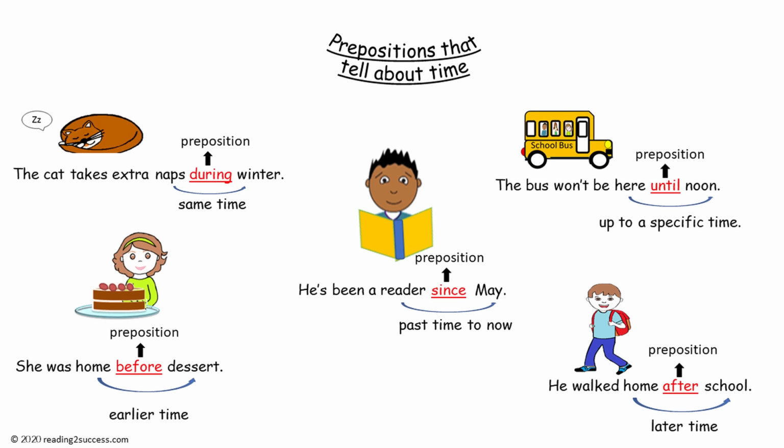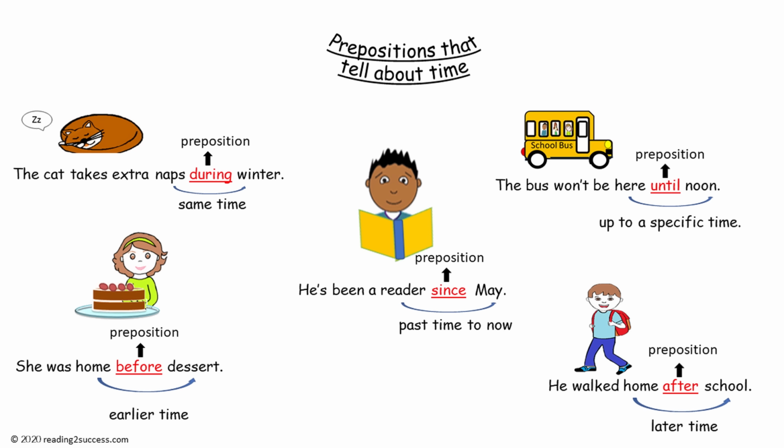Our second sentence is, she was home before dessert. The preposition is before, and it connects dessert to home, and it shows an earlier time. Our third sentence is, he's been a reader since May. Since is the preposition, and it connects May with reader, and it shows a past time to now.